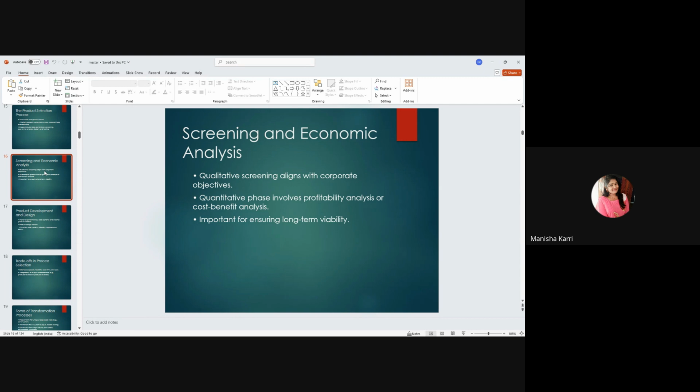Simple example, a company wants to launch a new gadget. Here, qualitative screening means checking if the gadget fits the brand image or not. For example, is it innovative or not. Next, quantitative screening means estimating if the gadget will make more money than its cost to produce or not. Later, economic analysis means looking at the gadget's long-term numbers to be sure it's a good financial move or not.